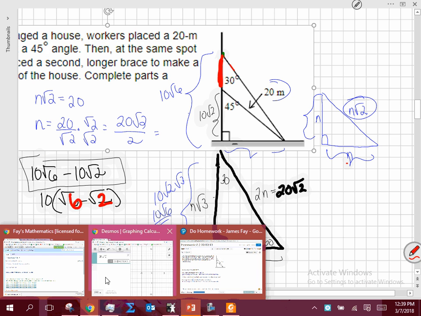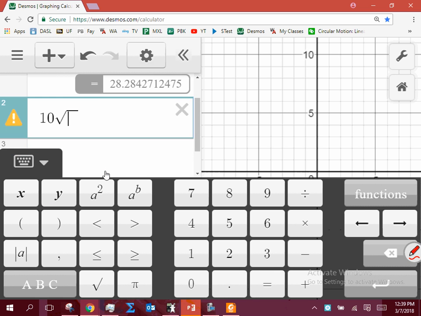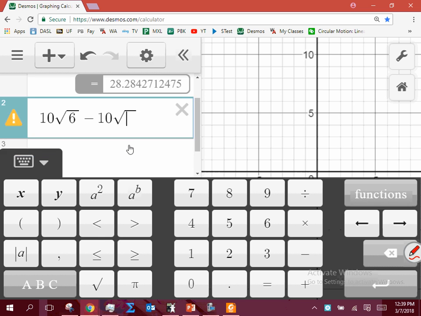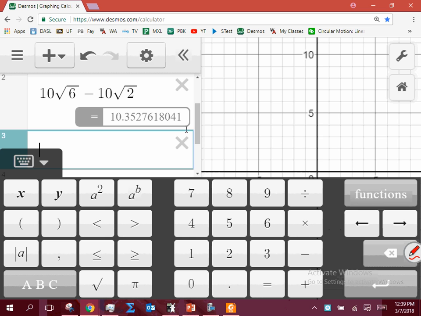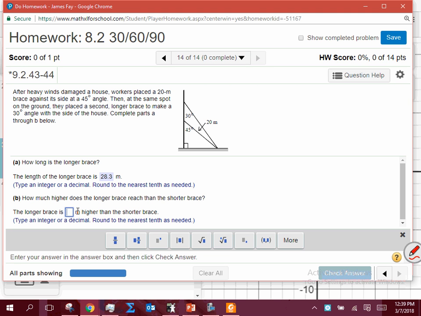So on Desmos, I'm going to type in 10 square root of 6. Is that what it was, right? Minus then 10 square root of 2. Now we'll see what happens here. I'm going to type in 10.35 tells me to round that up to a what? What would I round 3 to if that's a 5? 4. Let's see what they tell me. 10.4.